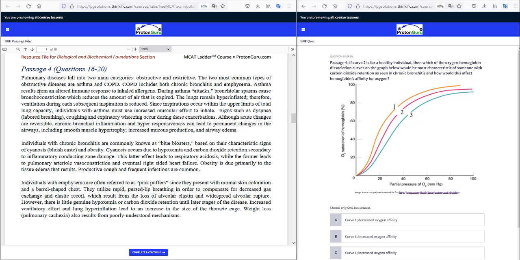Alright, so on to passage 4. We have a passage all about different respiratory diseases. Okay, so let's take a look at the first question. We have questions 16 through 20 about these different conditions.